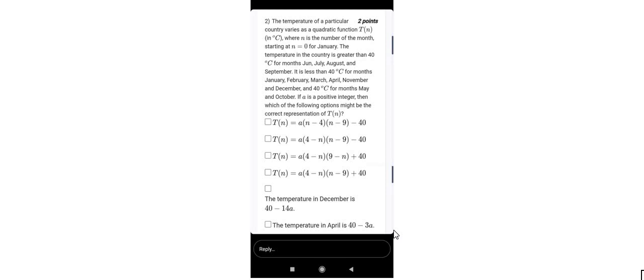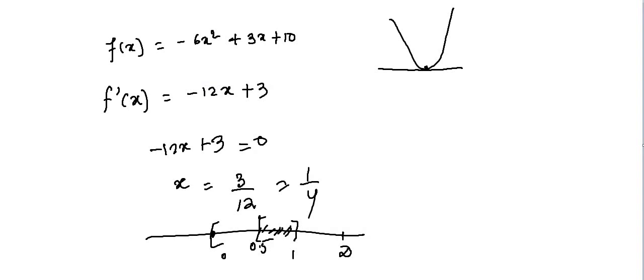First of all, let's make a graph so that it will be clear. We have been said that this is my x-axis, which is representing my month, and this is my y, which is representing my temperature. So somewhere here in between we have temperature 40.